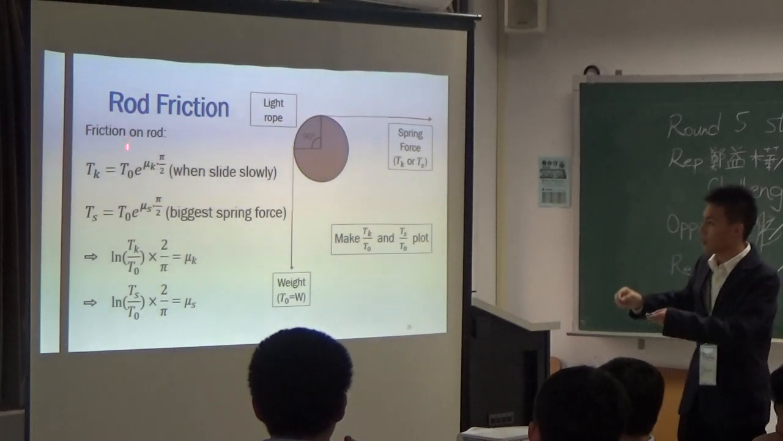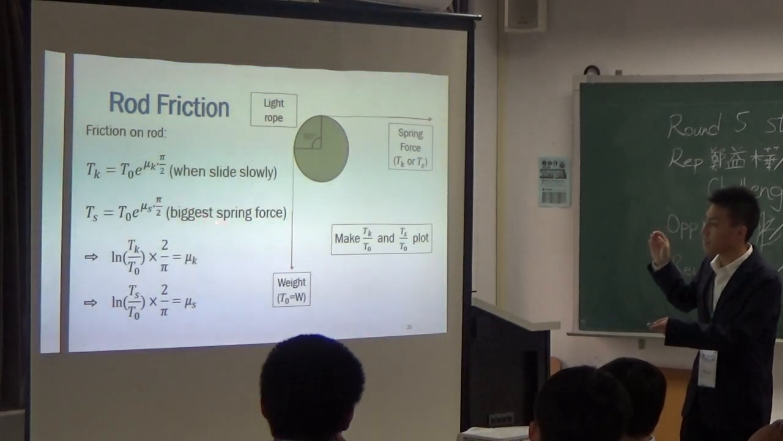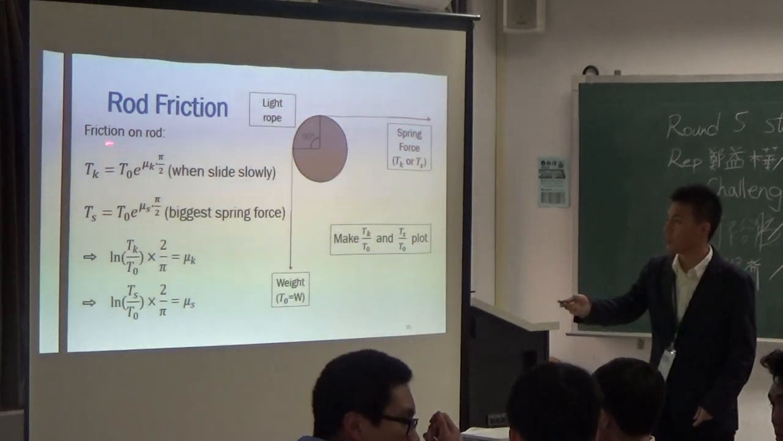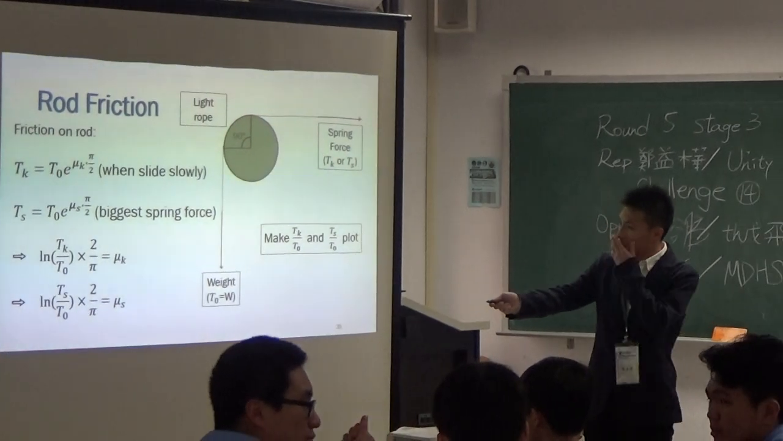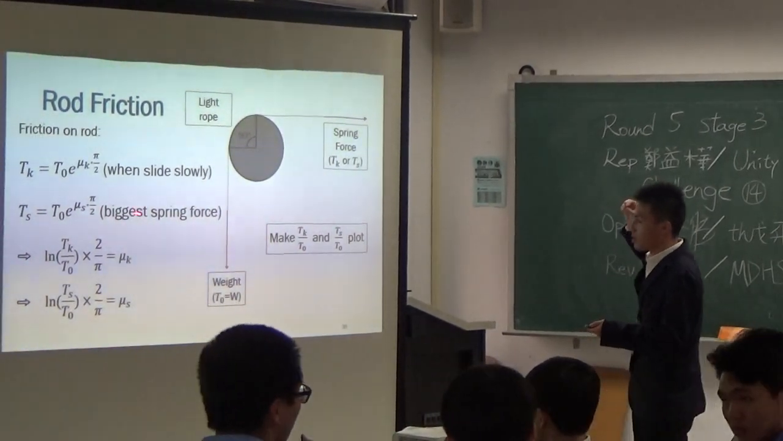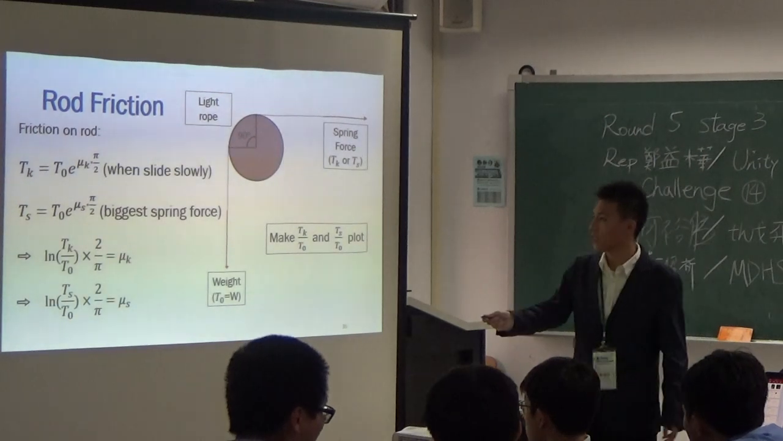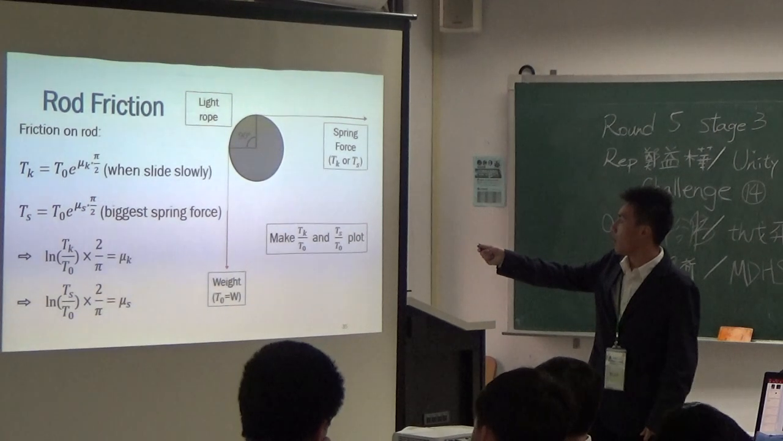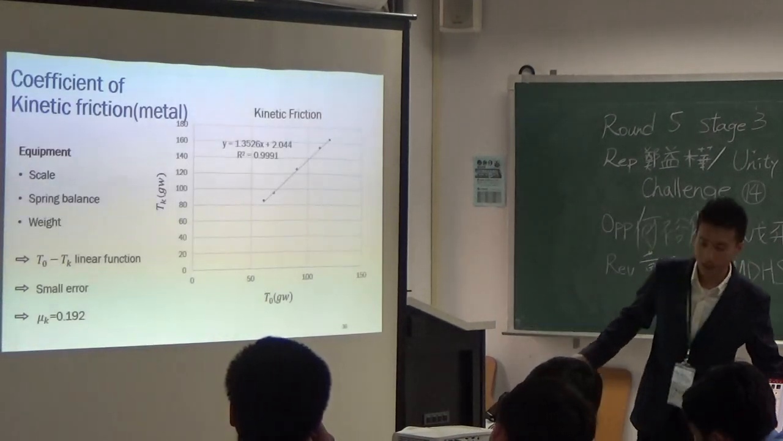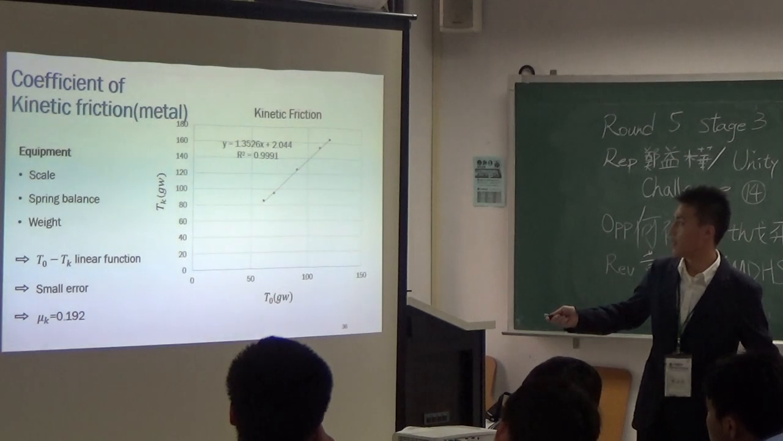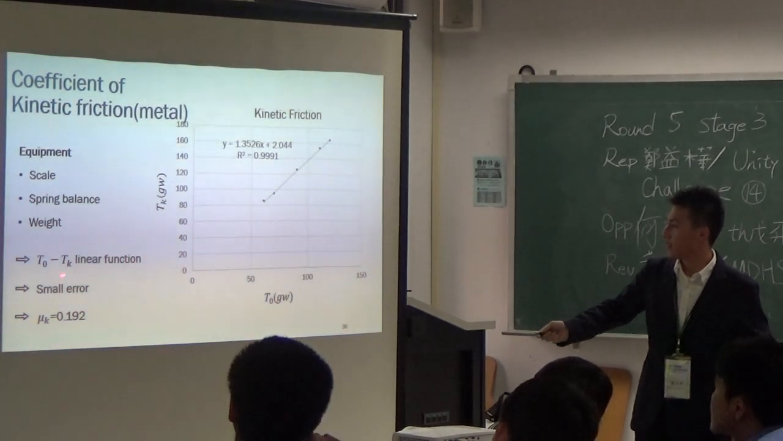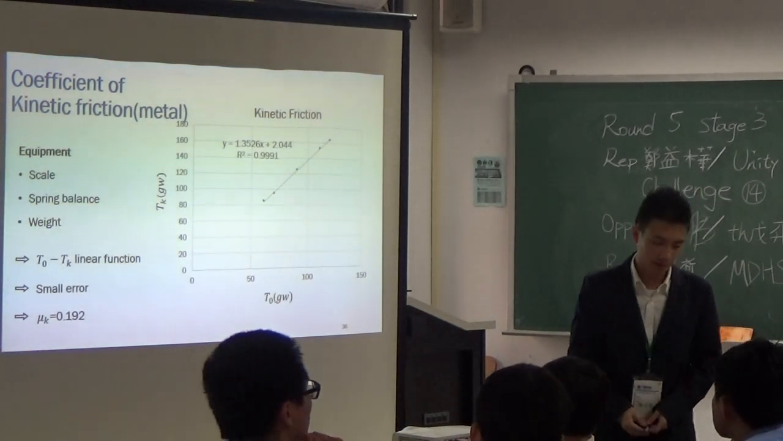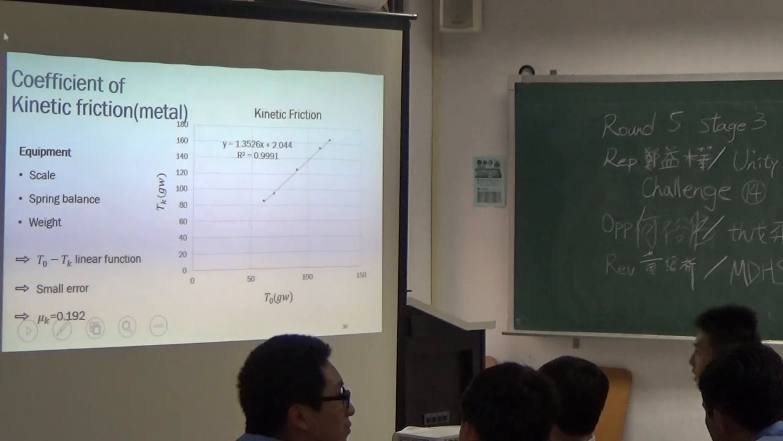And when I pull it slowly and get a big spring force, I can get TS equals T0 times this equation. And when I pull the spring gauge, the spring force equals the tension here, right? So the value of the spring force will be a constant. And here's our data to prove our experiment. We make T0 and TK a linear function. Sorry. Thank you. For the jury, we have plenty of time to ask.